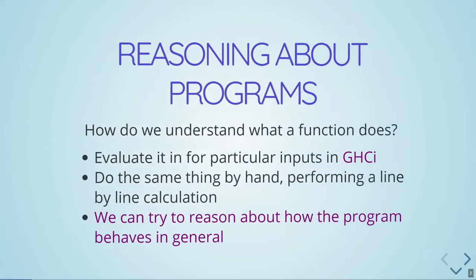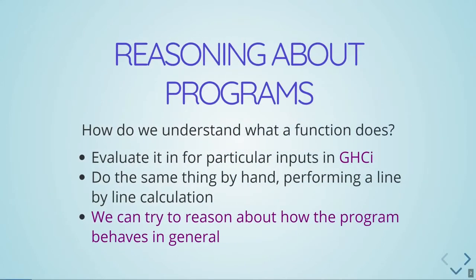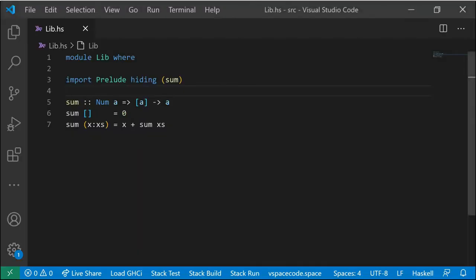But before we get too into that, let's talk a little bit about how we reason about programs. Okay, so how do we really understand what a function does? Let's consider the following function. Sum is a function that comes from the Prelude that we could define like so. It'll take a list of A and return an A, where A is anything that's a member of the Num class. So basically anything we can add.